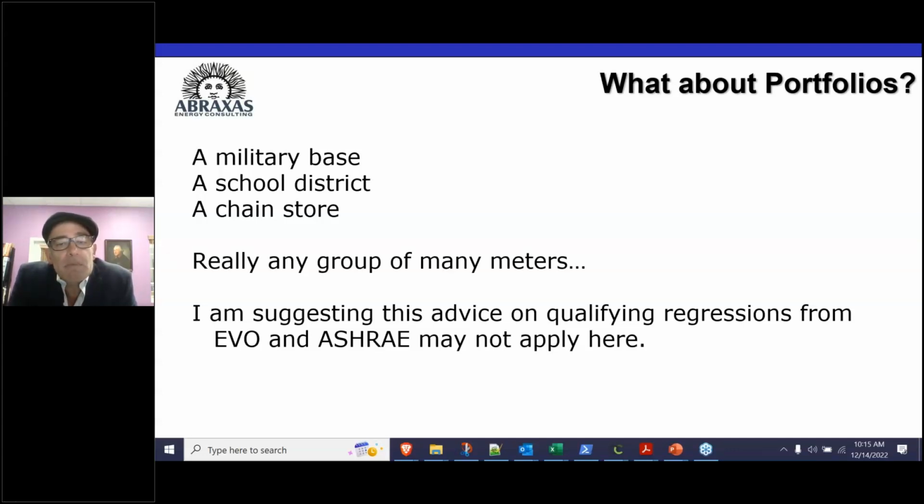Okay, so what I'm suggesting here is that those ideas of the R squared greater than 0.75, or the CVRMSE less than 1/2 of the savings fraction, maybe that should not really apply if you're doing a military base, a school district, or a chain store. That's what I'm suggesting. Let's take a look.